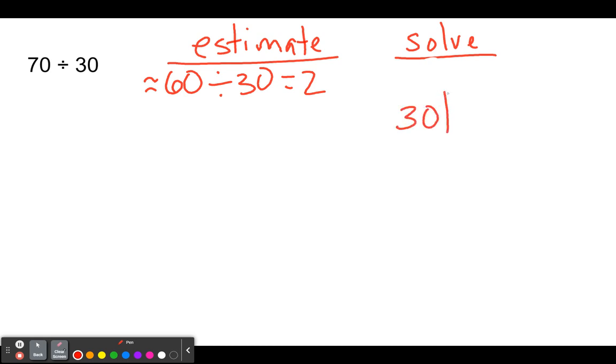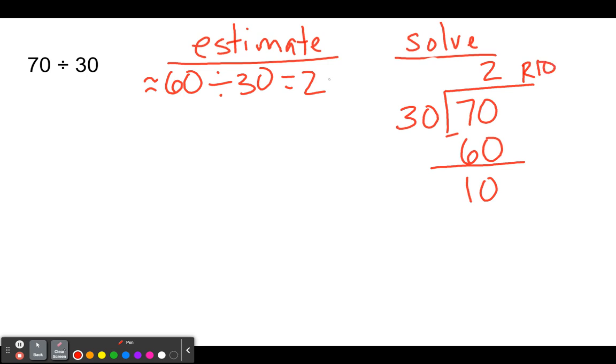And I'm going to take 70 and divide that by 30. If I have 30, I can do that 2 times. I can multiply 2 times, and that is going to give me 60. If I go up to 3 times, that'll give me 90, which is bigger than 70. So I have 60. Now I'm going to subtract and see how much I have left over. I have 10 as my remainder. So my answer is going to be 2 remainder 10.